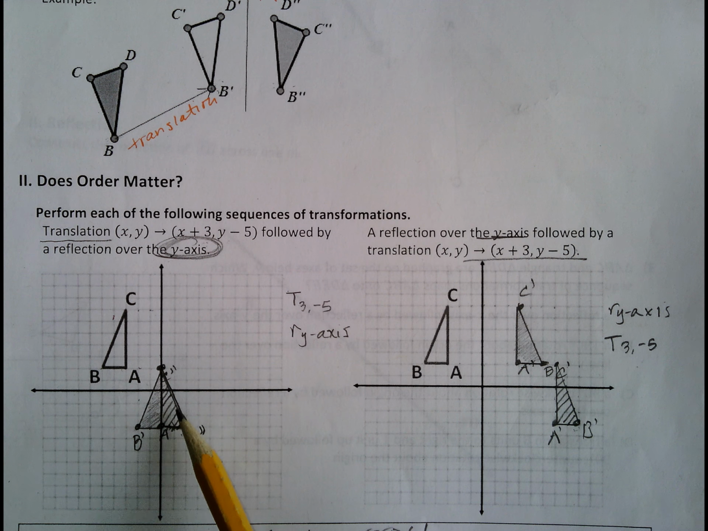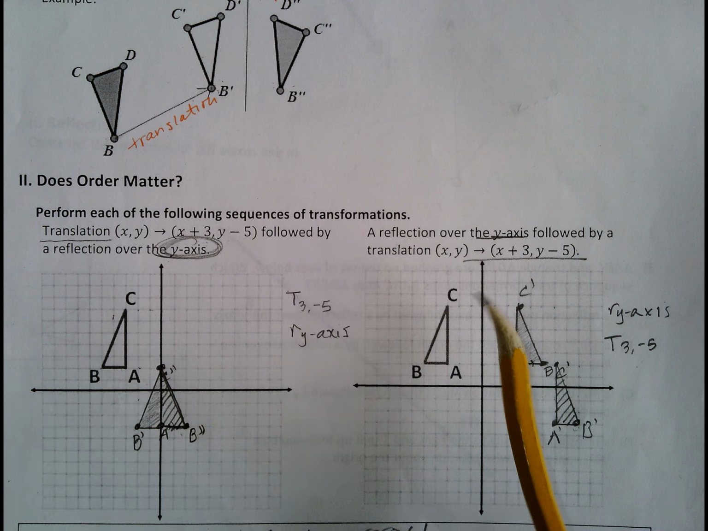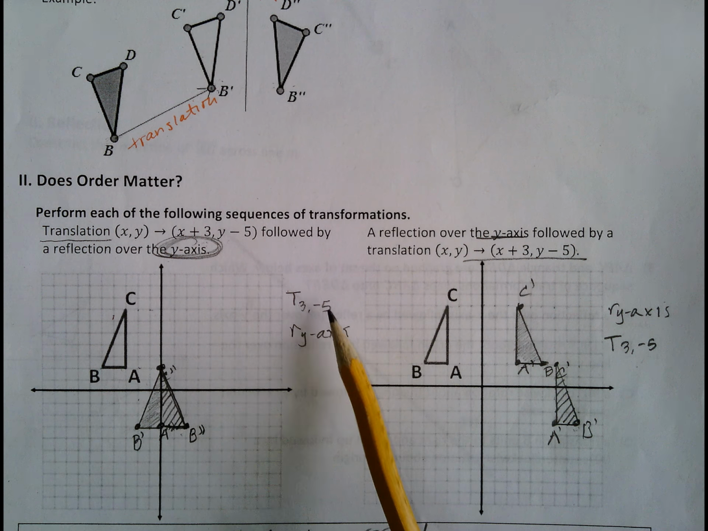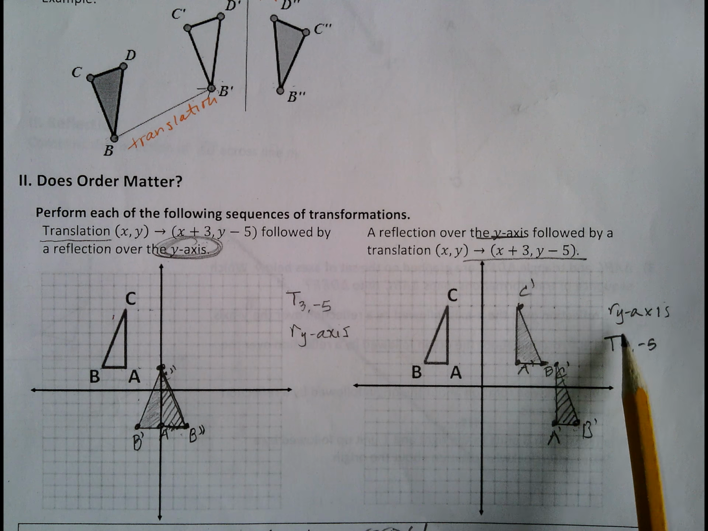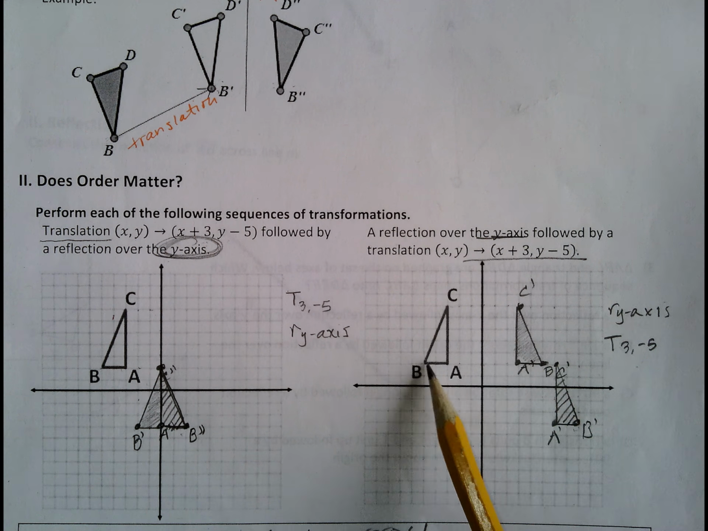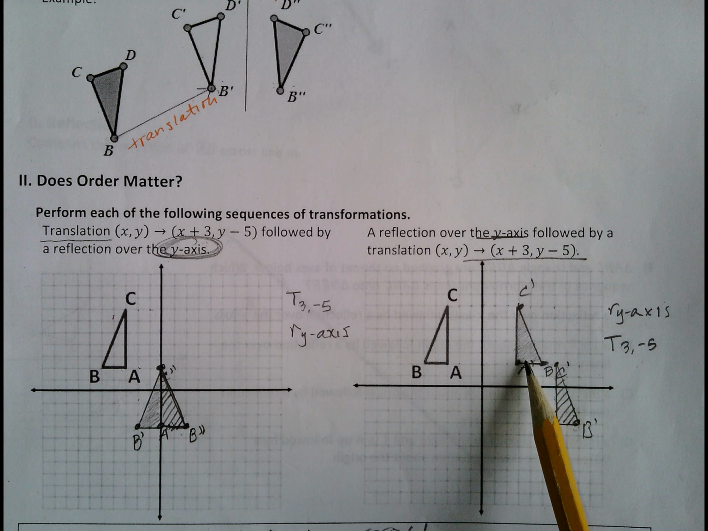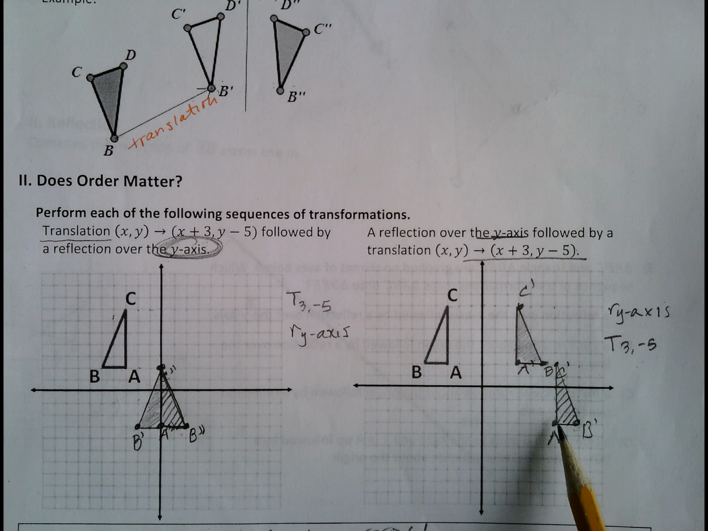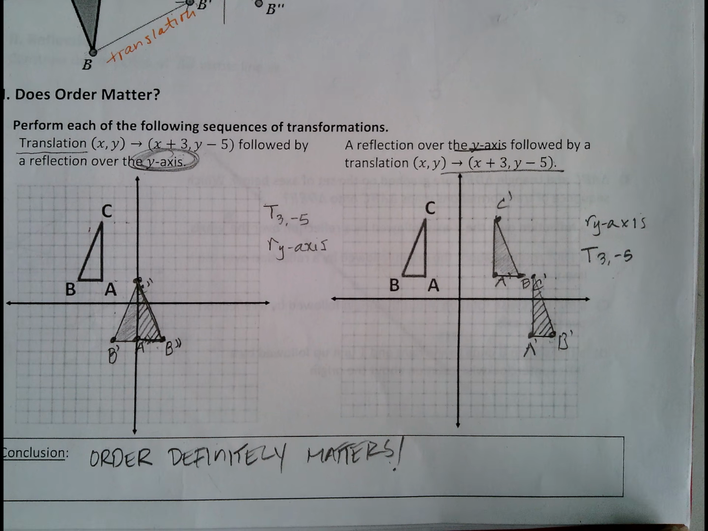And so A double prime, B double prime, C double prime ended up here. All right? And then once I flipped that rule around, so it was in this order for the first sequence of transformations, and then switched the order in the second sequence. And as you can see, once I did the reflection in the y-axis and I translated it using the same rule, it ended up in a completely different place. Okay, so order definitely matters.